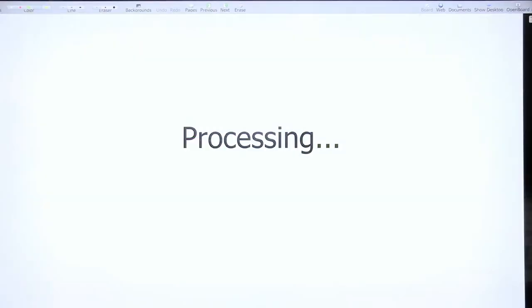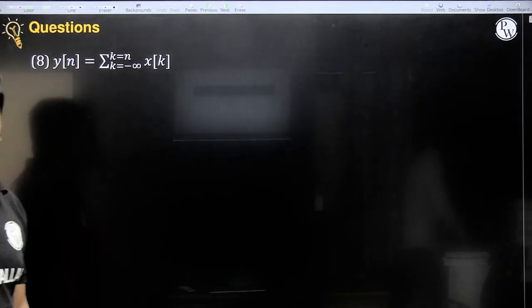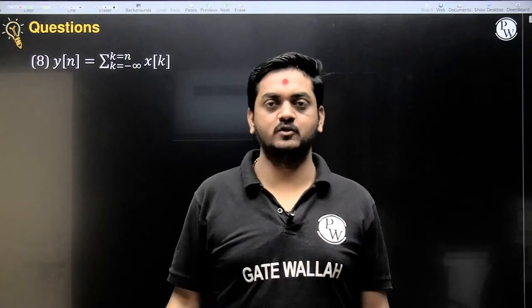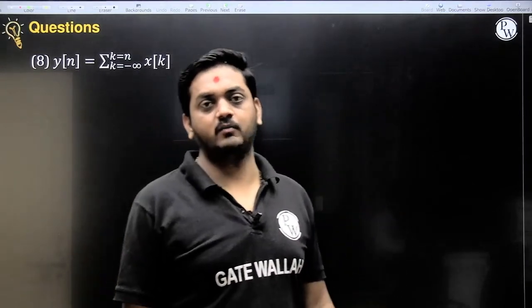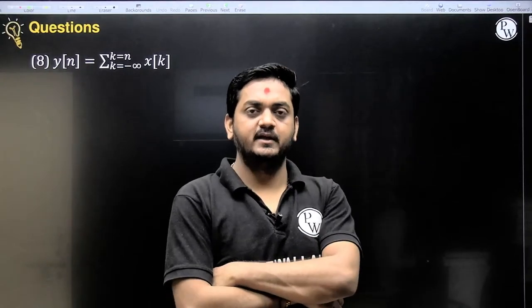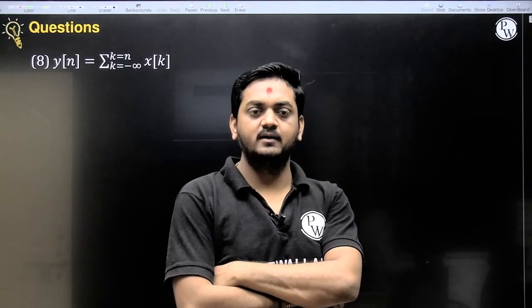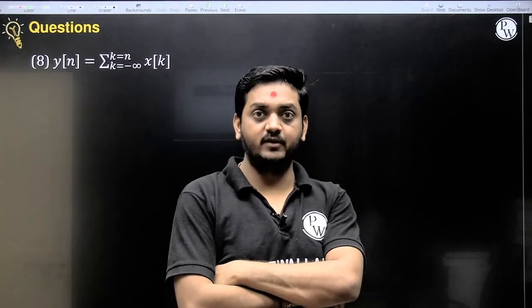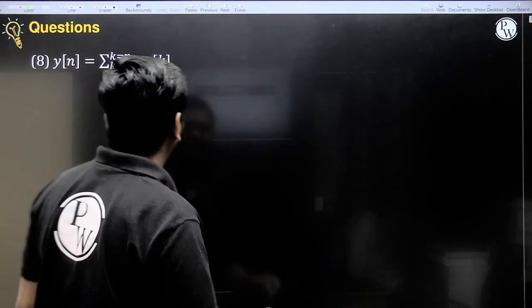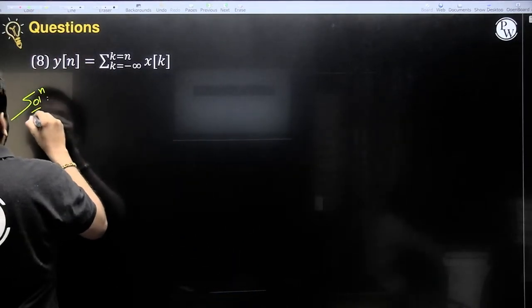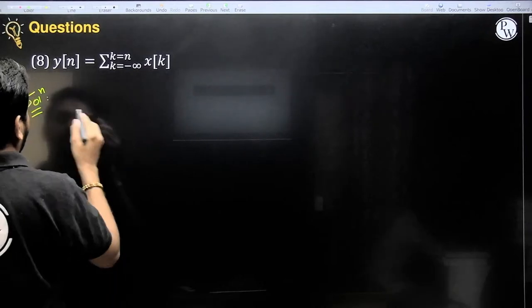Invertible system. Now summation, guys. Summation, accumulation, minus infinity to n of x of k: is it invertible or non-invertible? Yes. Summation is invertible, guys. Correct. Summation operation is invertible. And what is its inverse system? The difference, first difference. See, this is invertible, guys. Take a different input, get a different output.